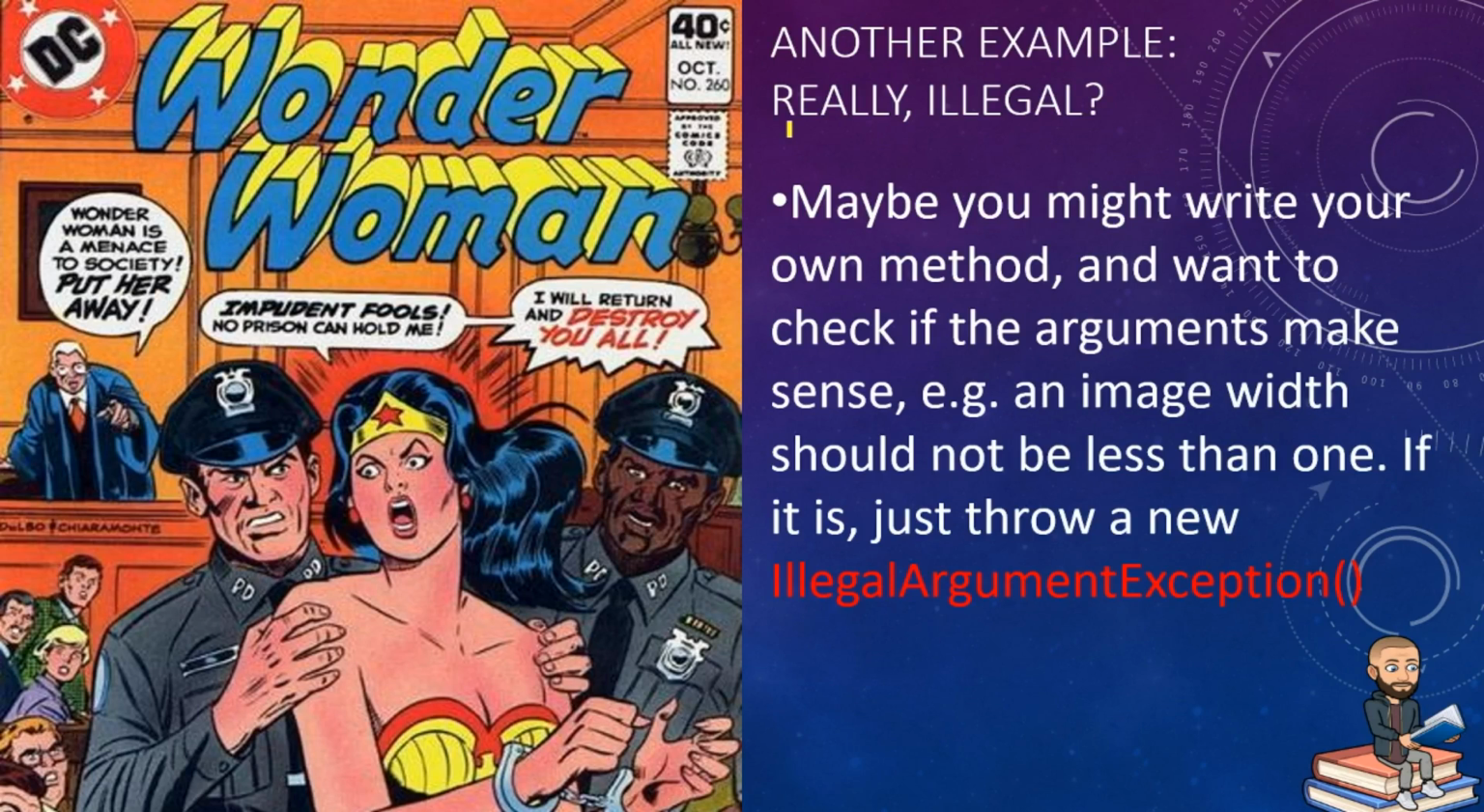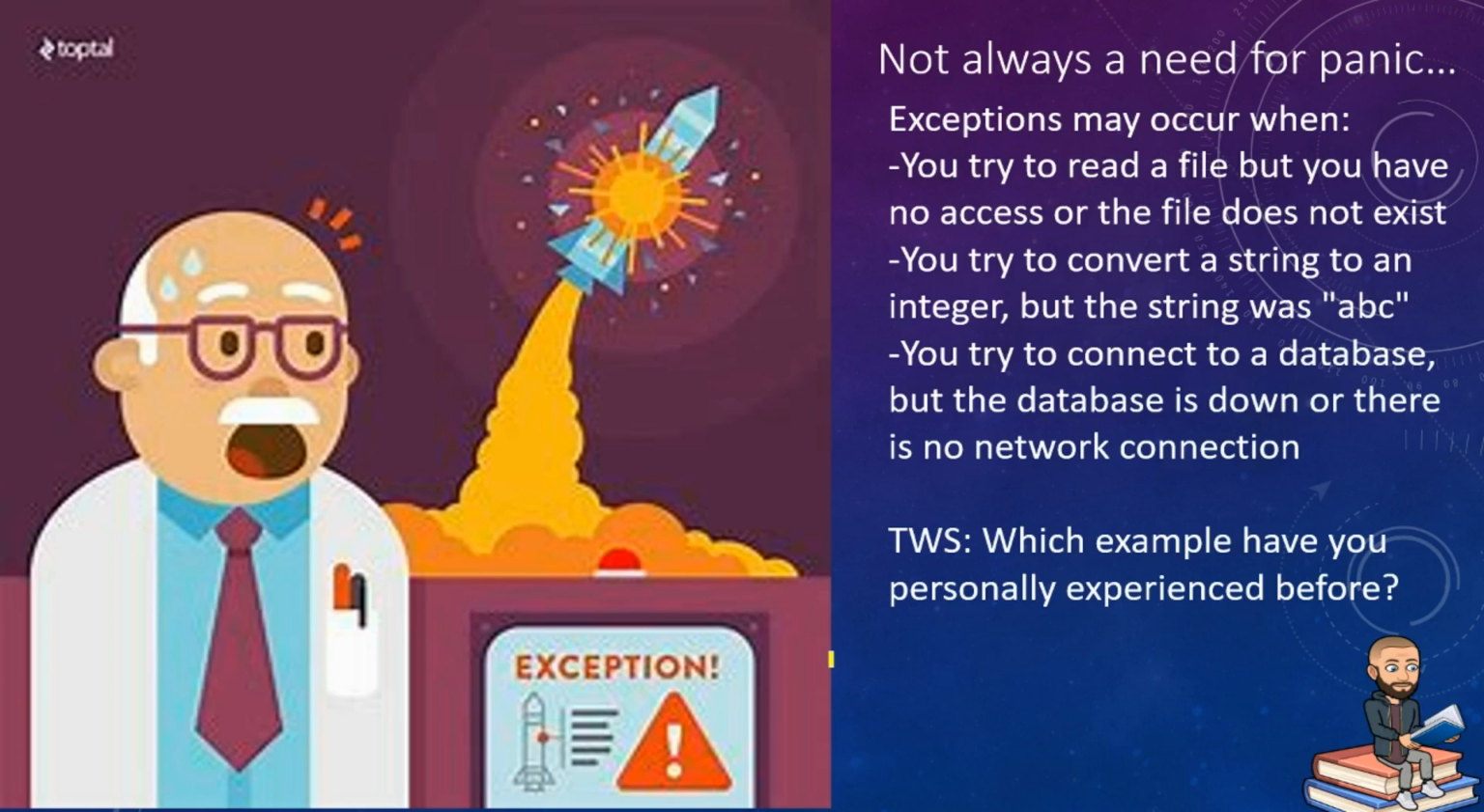Here's another example of that. Maybe you write your own method and you want to check if the arguments make sense. So for example, you have an image and you check that the width is less than 1, which we would say is a bad thing. If that happens, then we could type into our code here, we could use an illegal argument exception. But how funny is that, it is illegal?